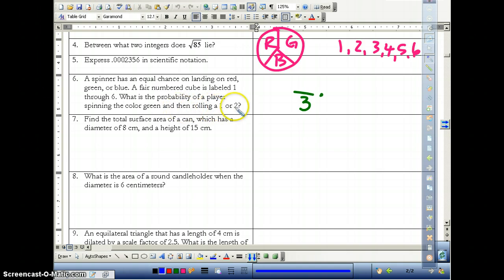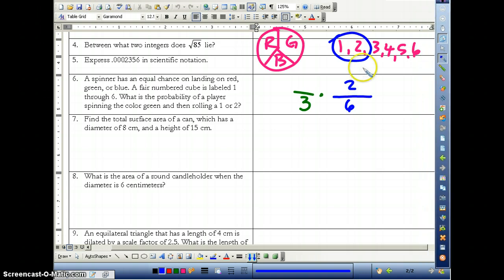And rolling a 1 or a 2. How many different outcomes are there here? Yeah, there's 6. How many of them is a 1 or a 2? Yeah, to find the probability of both of those happening, you have to multiply. Tops times tops, bottoms times bottoms, reduce.